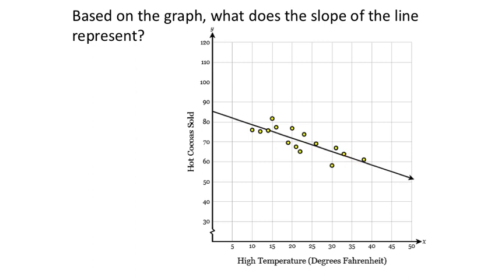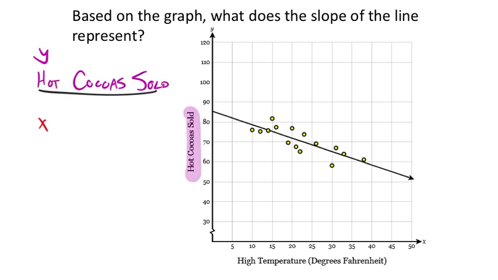Now it is a negative slope, and it looks like a strong relationship right there. So I'm going to write it first as a fraction with my y labels on top and my x labels on the bottom. The y label is hot cocoa sold, so that'll be my numerator. And then the x-axis is temperature in degrees Fahrenheit. So we'll just write that in as our denominator right there, and that's in degrees Fahrenheit.